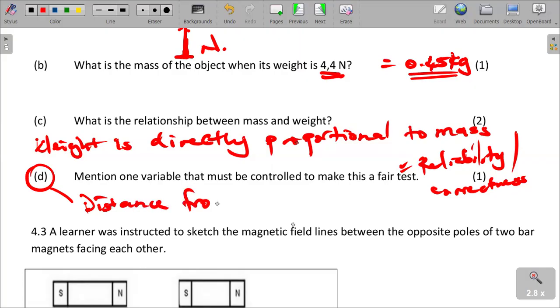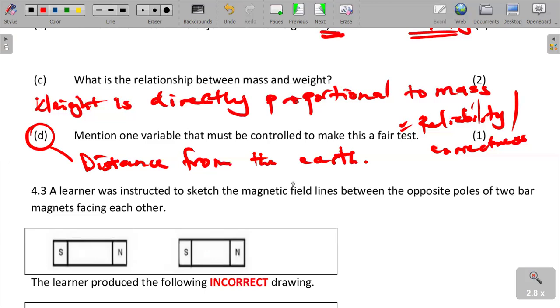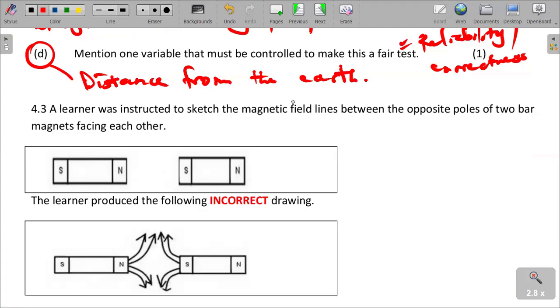Distance from the earth. The distance from the earth must be controlled. We said these are two factors that can also affect, according to our previous question. So the distance from the earth must be controlled. So therefore, we can also keep this investigation correct. So that is what you need to understand.